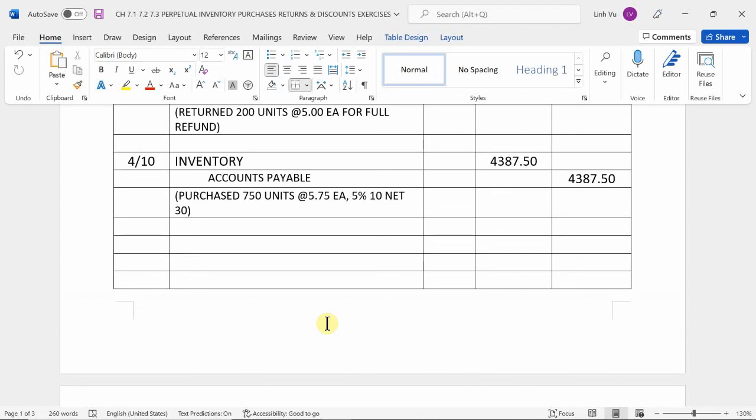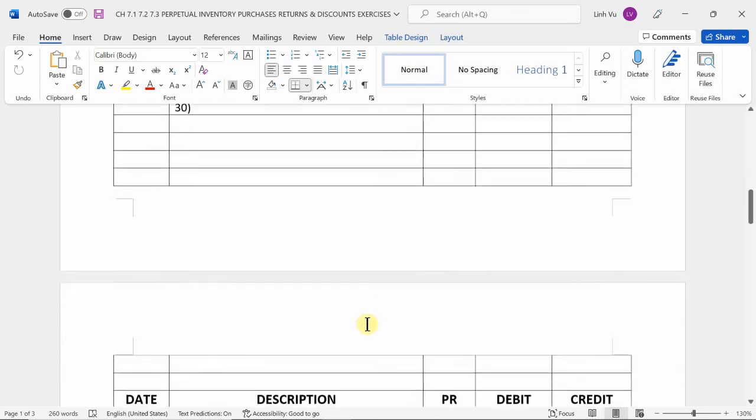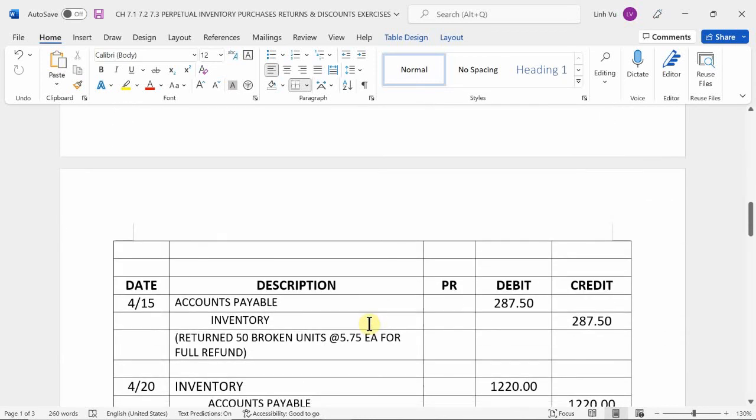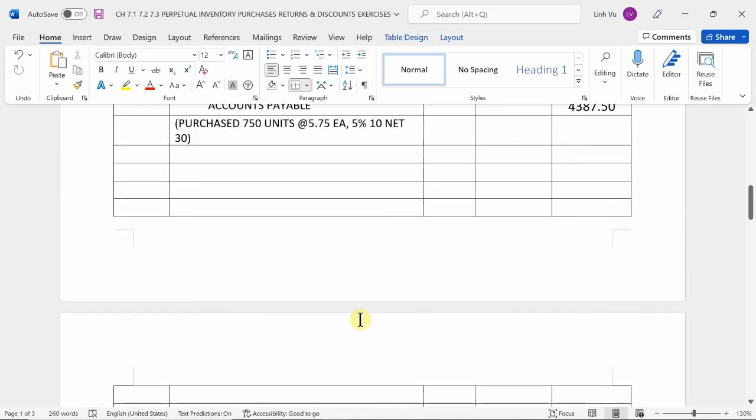And what was the amount for the broken mugs? $287.50. Can you be making a check for $4,100? Now, yes, that's what you owe, right?